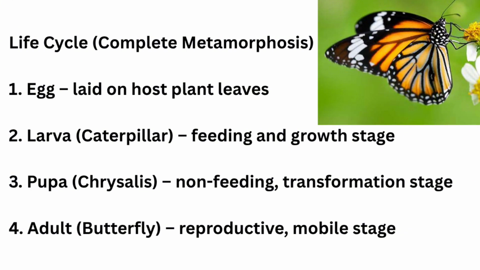Alright, so for the life cycle, butterfly exhibits complete metamorphosis. It moves from egg to larva to pupa and the adult. So the egg are laid on plant leaves. Alright, so they develop into larva, which the one you call caterpillar. Okay, now the caterpillar develops into pupa. At this stage, it is non-feeding. It is in the transformative stage or the transformation stage. Now from pupa or the chrysalis stage, it moves to the adults, which is the butterfly. And this is a reproductive or mobile stage where it starts flying.